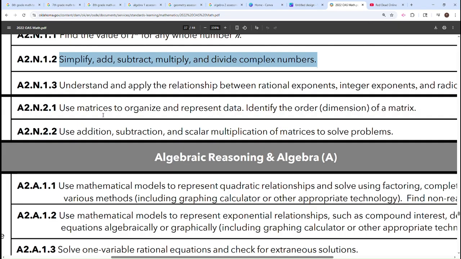This standard is for students to be able to, SWBAT, simplify, add, subtract, multiply, and divide complex numbers. So, to the board we go. And I'm trying to do you all a favor here and put the add and subtract together.